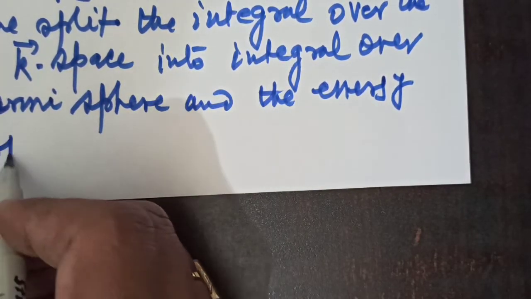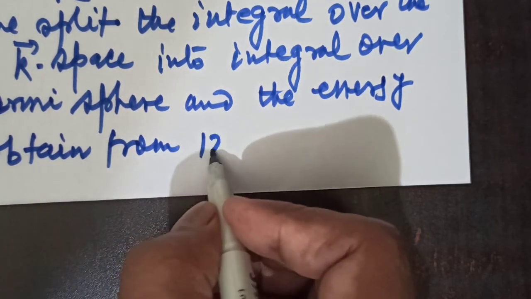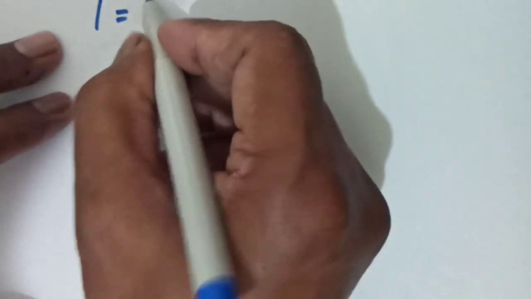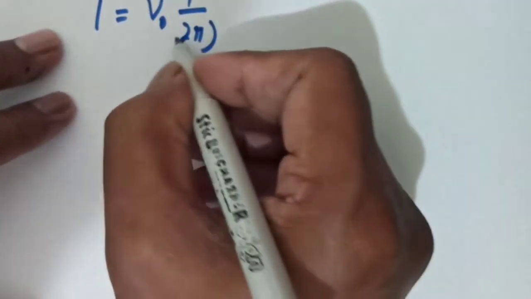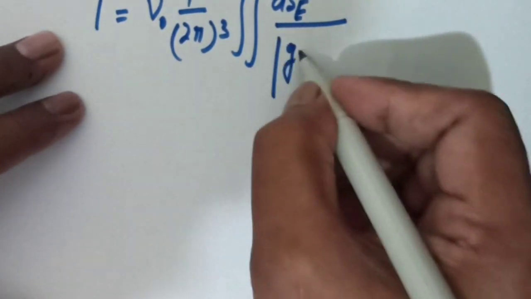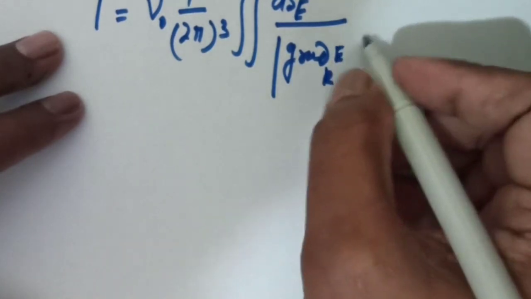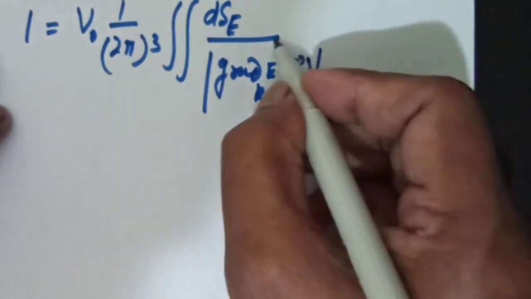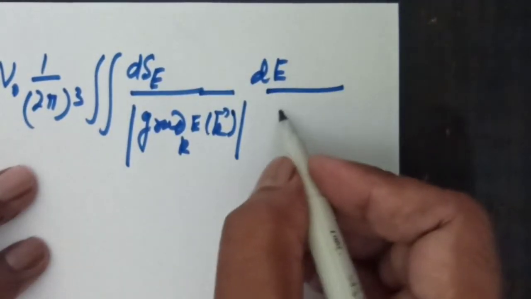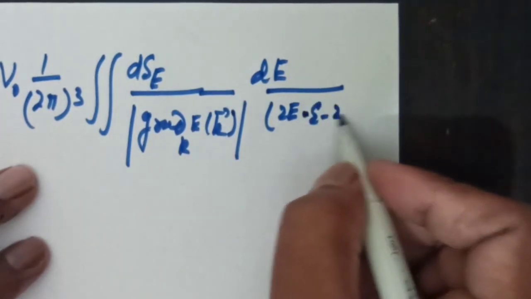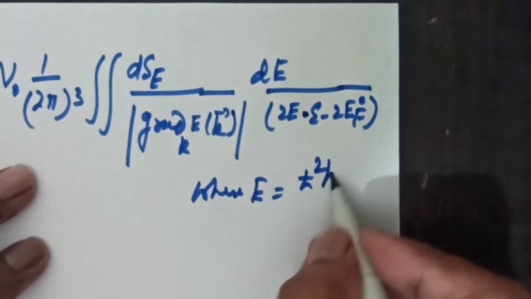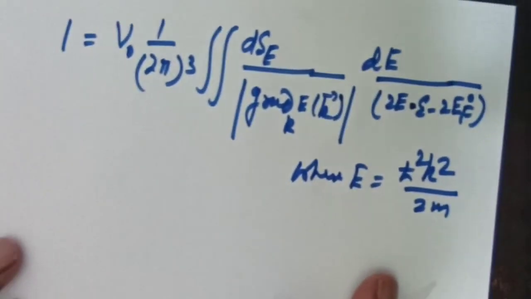We can obtain from equation 12, 1 is equal to V naught 1 by 2 pi cube, integral dSE by mod of grad E, the gradient of E with respect to k, dE divided by 2E minus small e minus 2EF naught, where E is equal to h cross square k square by 2m. So you can see this.